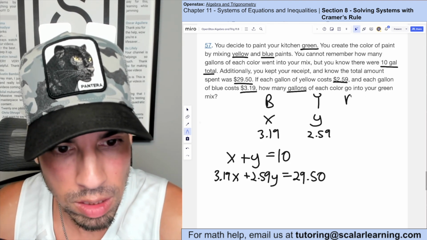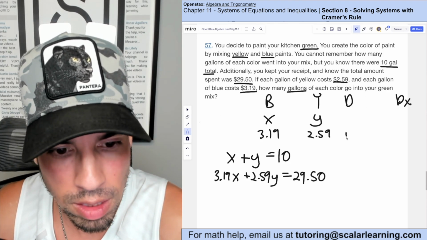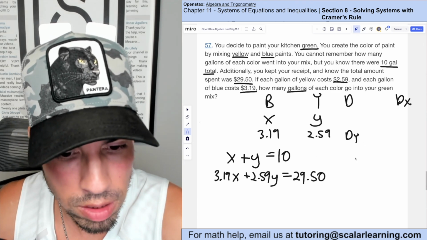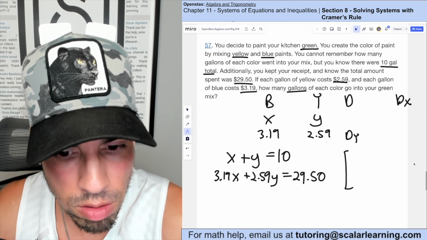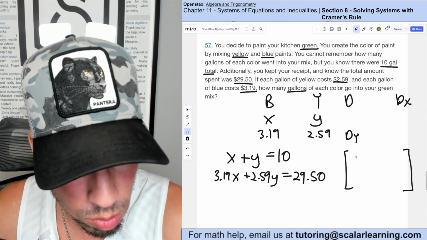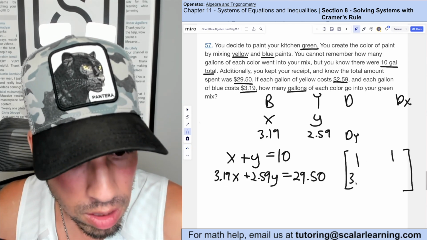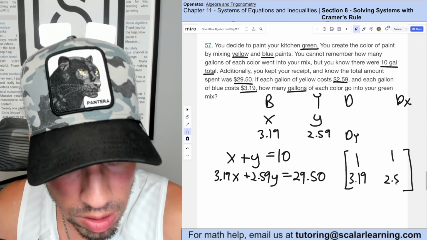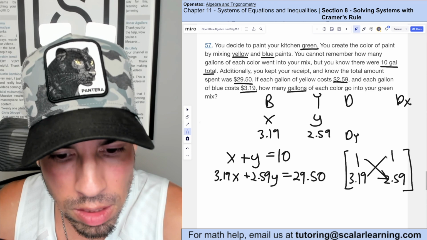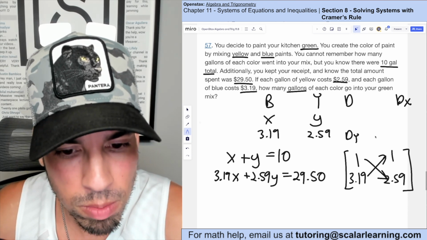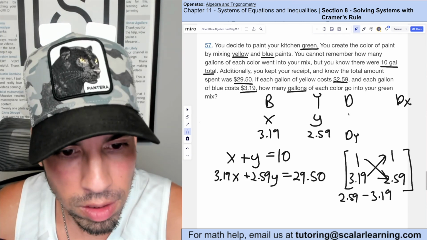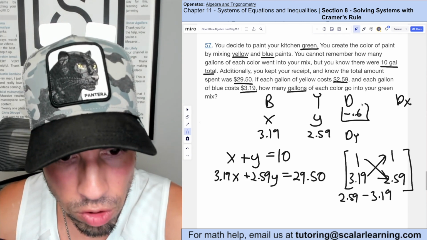So again, we're going to need d, dx, and dy. All right, so let's do d first. Let's do it right here. Okay, so we're going to plug in these coefficients into this matrix. So we got 1 for x and y, and then we got 3.19 and 2.59 for x and y in the bottom equation. And then we multiply that minus the product of that. So that basically becomes 2.59 minus 3.19, which is negative 0.6. So there's our D value.